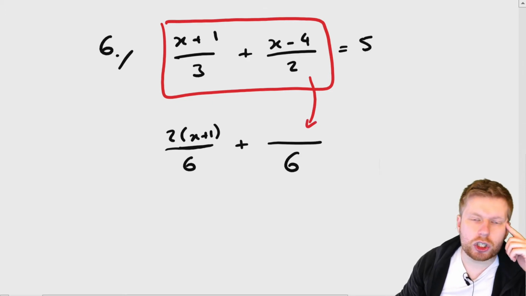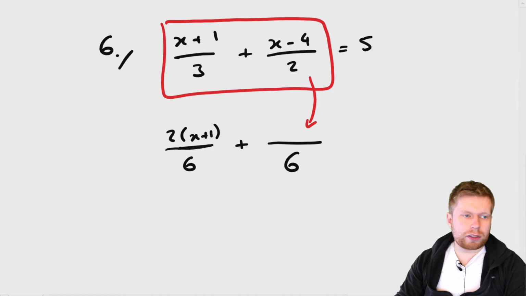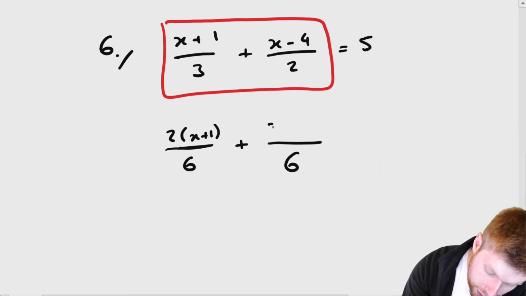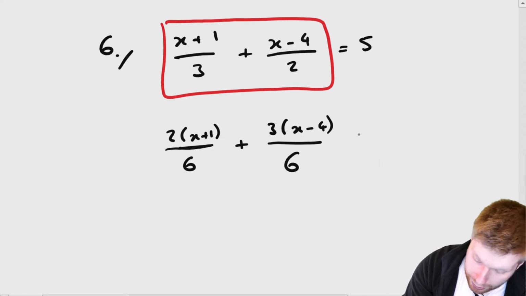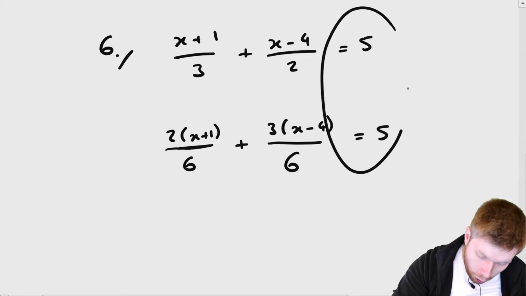What have I multiplied the denominator of the second fraction by in order to get 6? Well, I've gone from 2 to 6, so therefore I've multiplied by 3. So I also need to multiply by 3 on the numerator of that second fraction as well. So I'll get 3 times by x minus 4. Okay. Now I'm still going to keep the equals 5 in there, even though I haven't really done anything there. I've just simply copied it down.